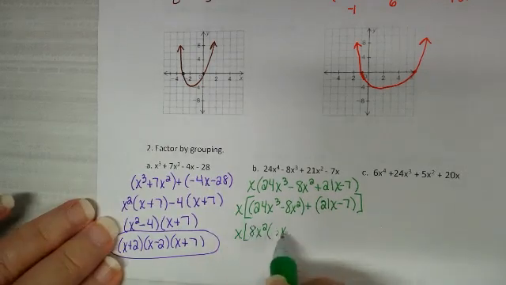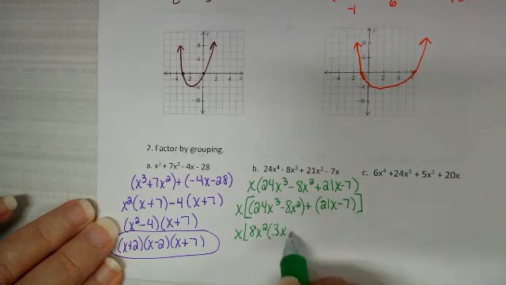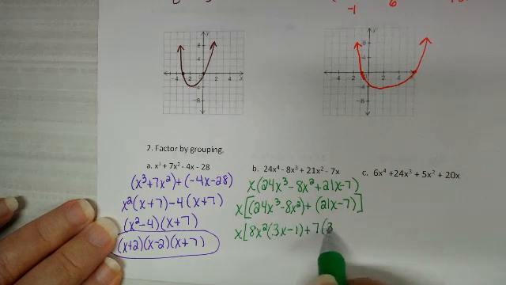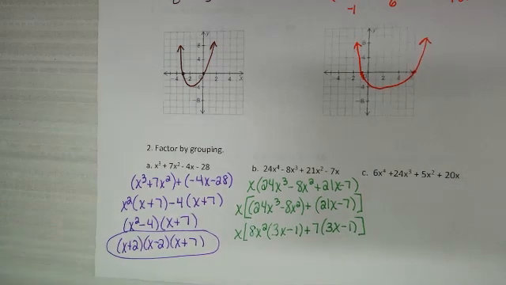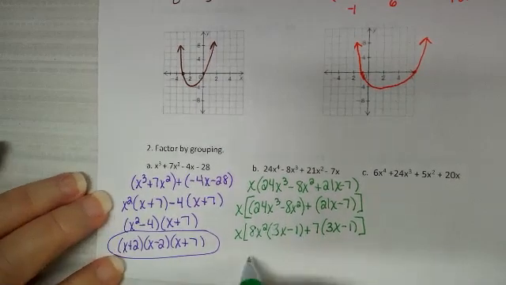All right, it's okay to not be perfect the first time. So if I factor out the 8x squared, I get 3x minus 1. And in the back set of parentheses, I'm going to factor out a 7, which also gives me a 3x minus 1. So when we're grouping, one of the factors needs to be something in common, like the 3x minus 1 here.